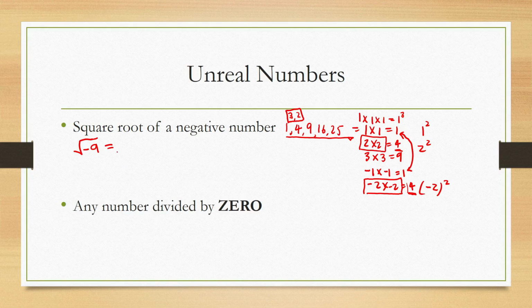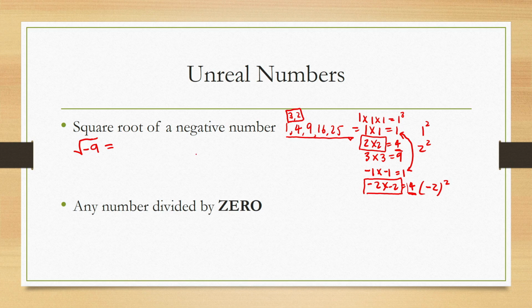Why? Because there's no number that you can multiply by itself in order to get a negative number. So that's why a square root of a negative number will always give you an unreal number. That's the explanation behind it. And then any number divided by 0 will always give you, again, an unreal number. You can try it now in your calculator. It'll always give you an error.